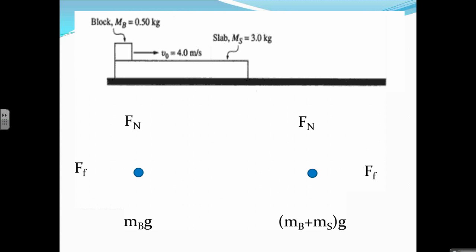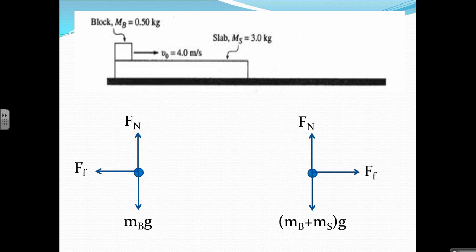Initially, what we're looking at is this scenario. We have mass of the block multiplied by acceleration due to gravity, which is acting downwards. That is counteracted by a normal force, and we have an unbalanced force of friction acting on the block. Something very similar happens with the slab, except it has to support both the mass of the block and the mass of the slab because the block is resting on it. It has a normal force and the same exact frictional force acting on it.